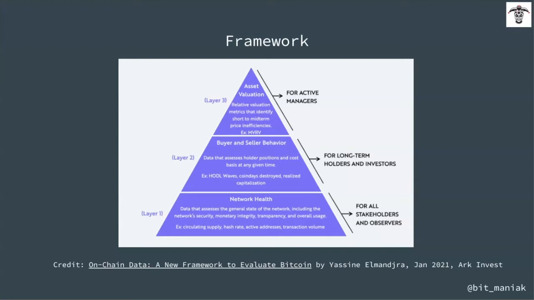In the first layer, the most fundamental layer, you have network health indicators. Getting a clear view of network health is critical for basically everyone, market participants as well as investors. There are 3 main themes in this first layer: the monetary integrity of the network, the security of the network, and the overall usage and growth of the network.